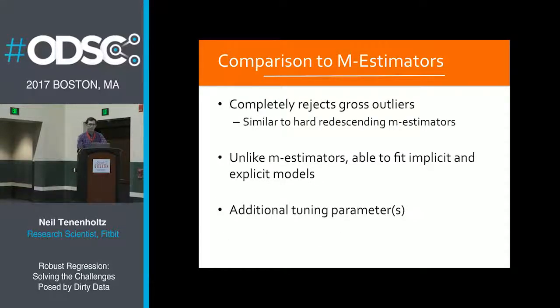And how do they compare to M estimators? First of all, they completely reject gross outliers, right? If you're not within that threshold, you're completely ignoring them. So this is similar to a hard redescending M estimator, but it's also a little different. Unlike M estimators, you're also able to fit implicit and explicit models. When you're fitting that model, it doesn't have to have that nice linear structure that we used earlier, because we were using iteratively reweighted least squares. You can actually fit any model, like a circle to some data, something implicit. And finally, there are additional tuning parameters. You end up with a bunch of parameters you have to tune that can affect the performance.